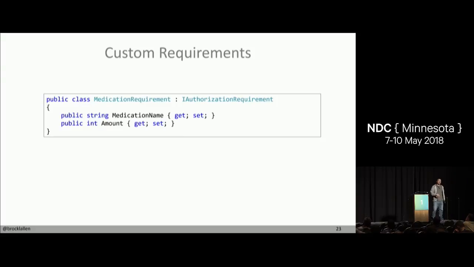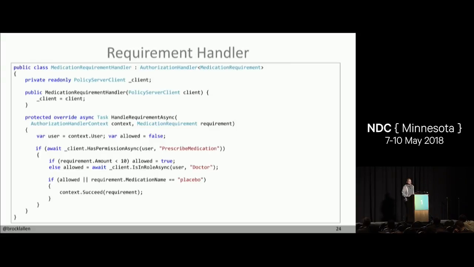You create this class called a requirement. It models your dynamic data that needs to be this input into the authorization. You create what's called a handler, and this handler is an authorization handler of your custom requirement class that's up here in the top right. And then there's a method in the middle here that you have to implement called HandleRequirementAsync, okay? What gets handed into this method is the user, and then that requirement object. And that requirement object is what has the medication and the amount. So now you have the user and that additional data, and you can go run whatever logic you want to.